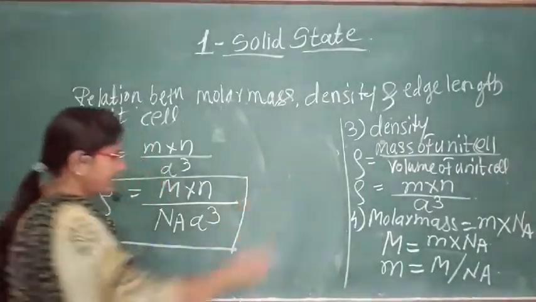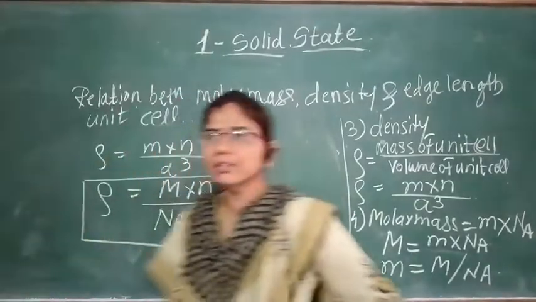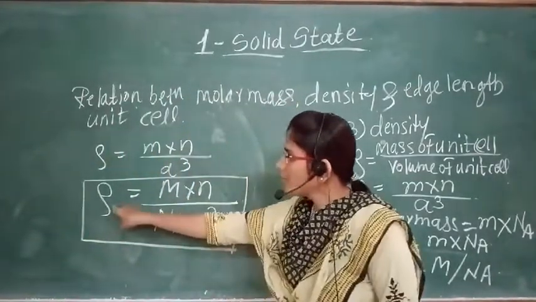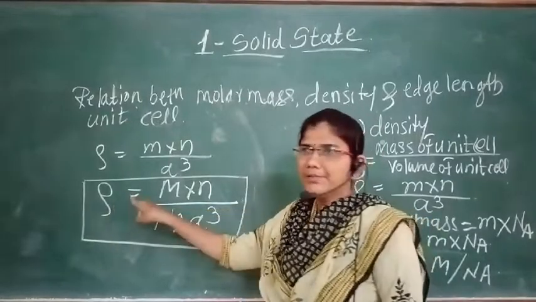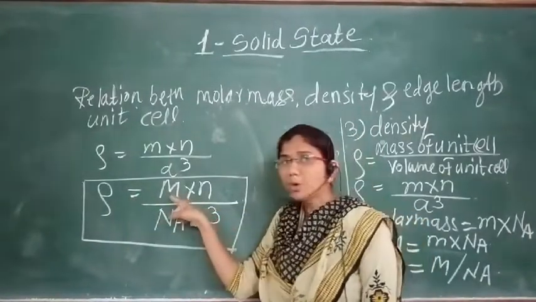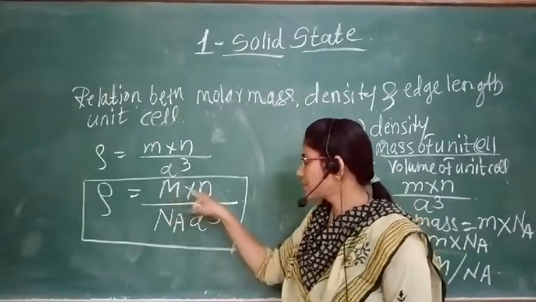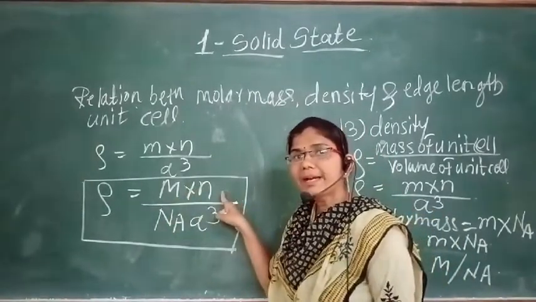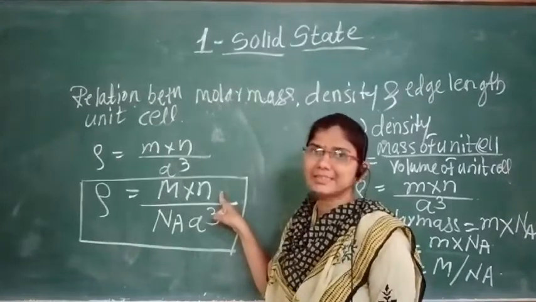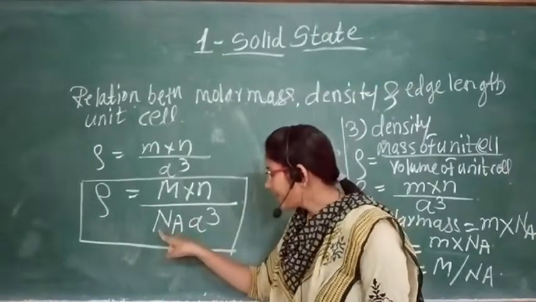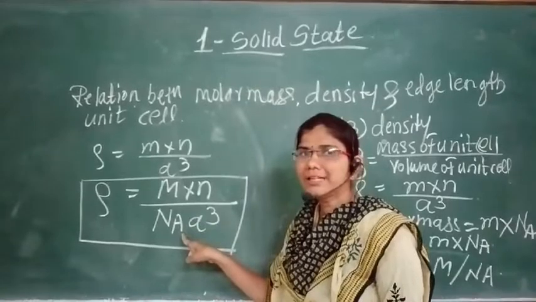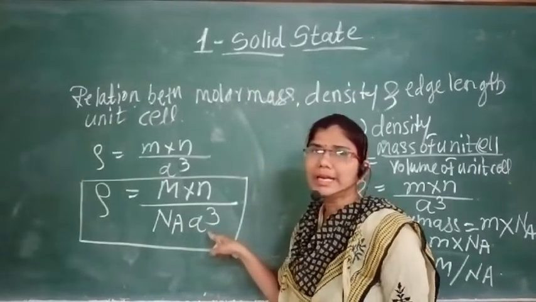We have to calculate it. The density of a unit cell, rho, is equal to molar mass, capital M, of a substance into the number of particles per unit cell, divided by Na, Avogadro's number, into A cube.